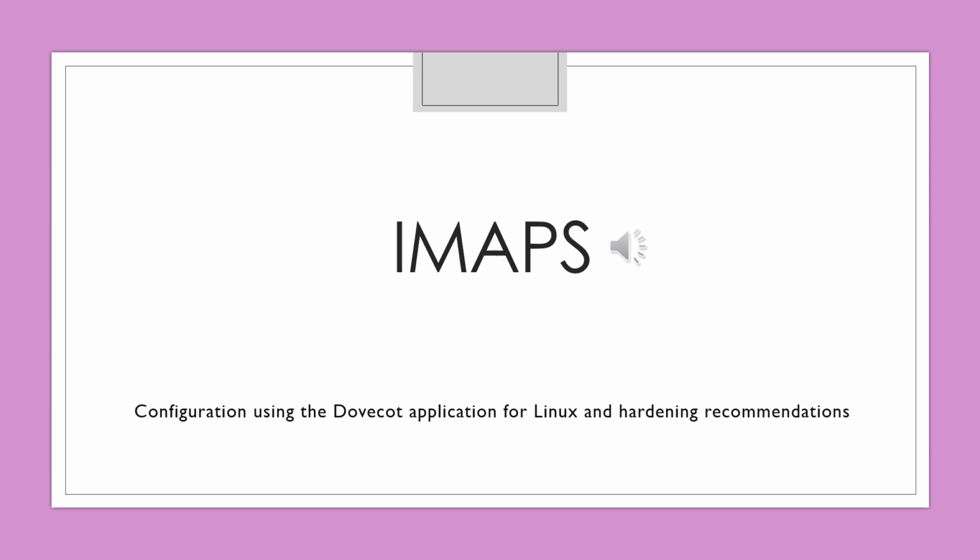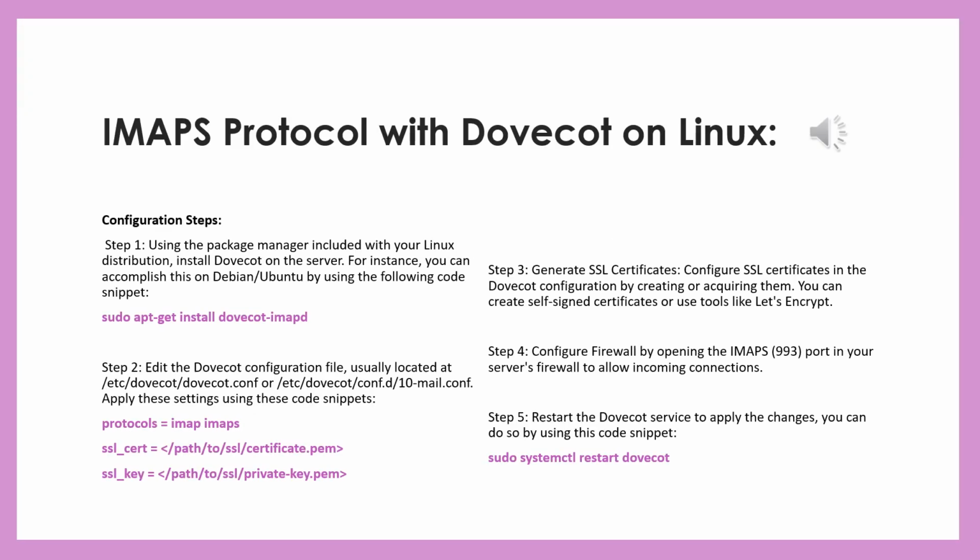IMAPS configuration using the Dovecot application for Linux and hardening recommendations. IMAPS protocol with Dovecot on Linux. Configuration steps. Step 1. Using the package manager included with your Linux distribution, install Dovecot on your server.